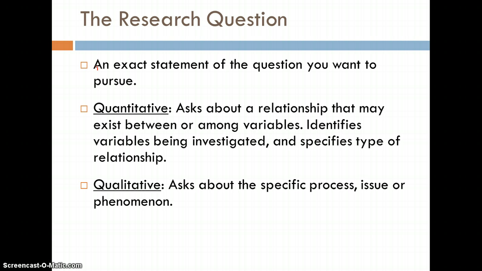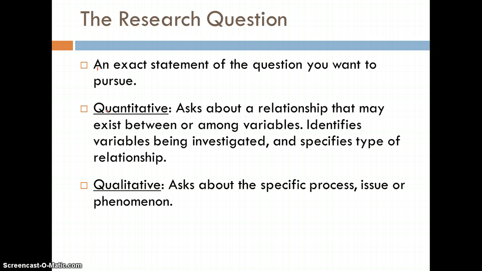Speaking of quantitative research, in quantitative research, a research question typically asks about a relationship that may exist between or among two or more variables. And it should identify the variables being investigated and specify the type of relationship. Is it a descriptive investigation? Is it a predictive one? Are you trying to do something that's more causal, even though we've talked about how we can never really identify or prove, I'm using air quotes, causal relationships using any of our social science research methods.